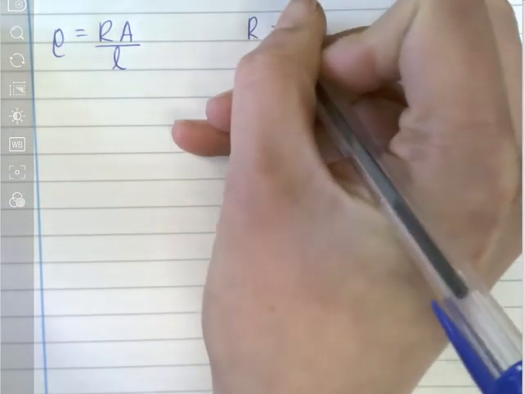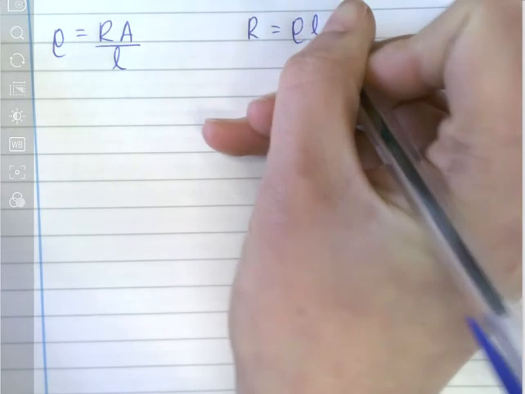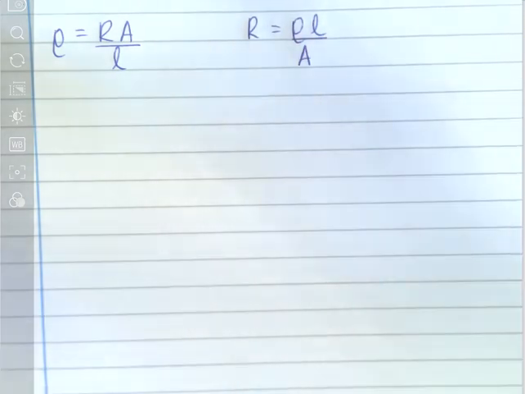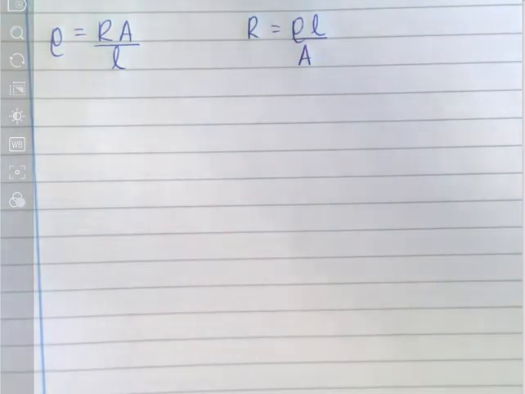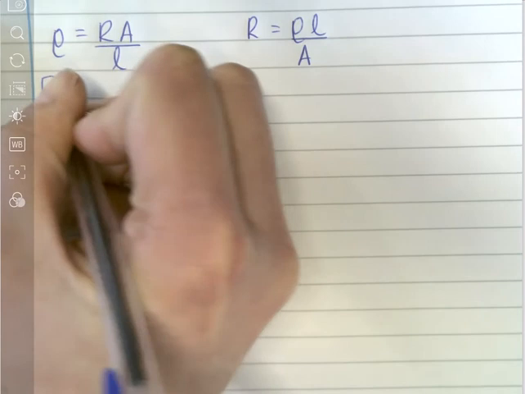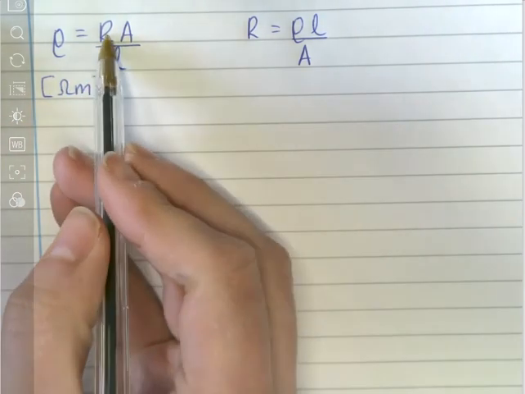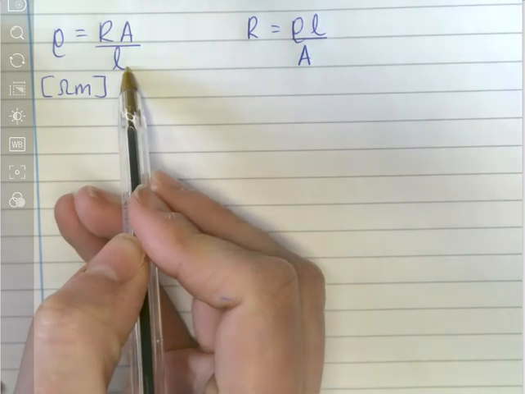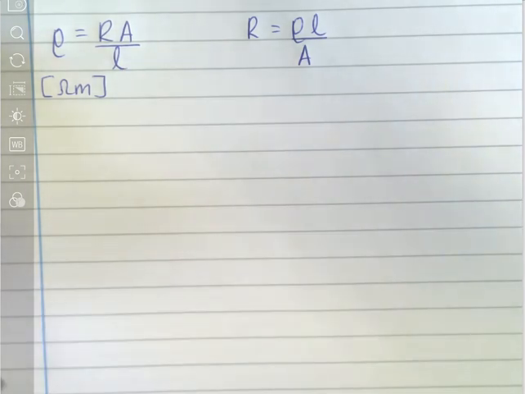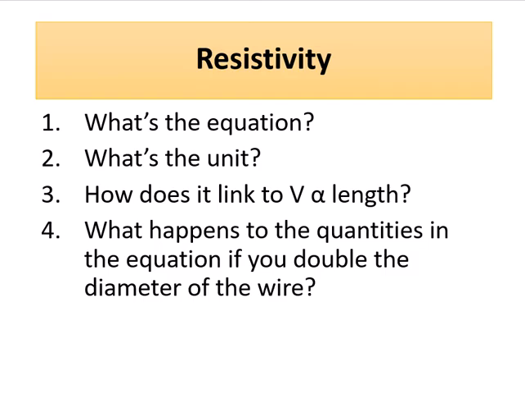Okie doke, so resistivity. The equation for resistivity equals RA over L. Although more often you'll see it in terms of resistance, which is that resistance equals resistivity times length over A. And the units of resistivity are the ohm meter, and that is how I remember which way around the equation goes, because resistivity is ohms times meters squared divided by meters. So that's the equation, and the unit.